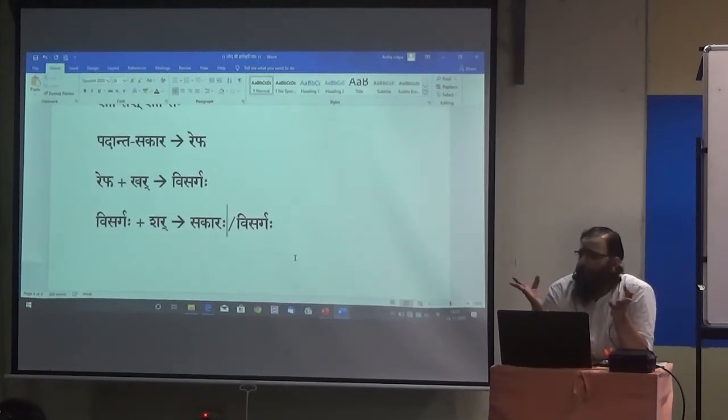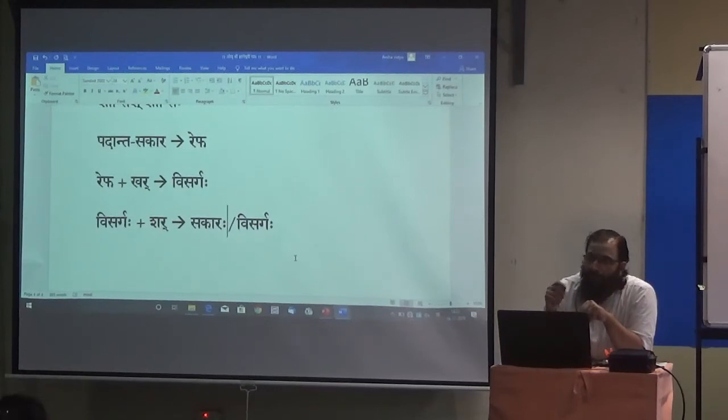Now, if it remains, no problem. Ramaha shete, Rama sleeps. But if you have changed it to sakara, Ramas shete, therefore further sandhi will happen. You cannot stop there. Further rules which follow later, in the Ashtadhyayi, are to be applied. That is what sandhi is. What sandhi is that?